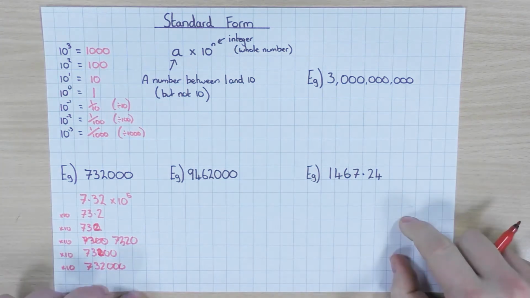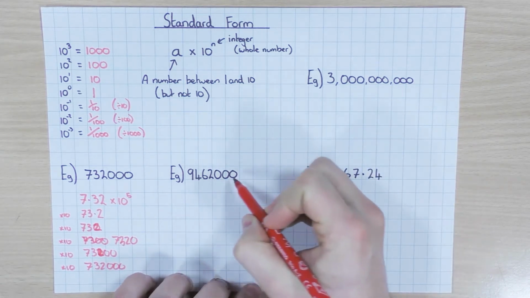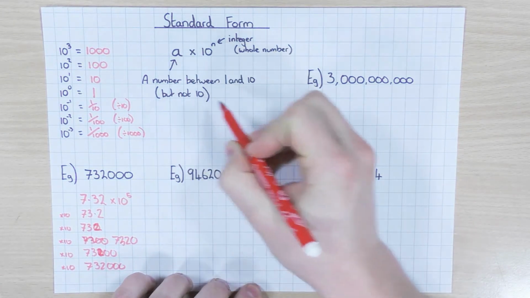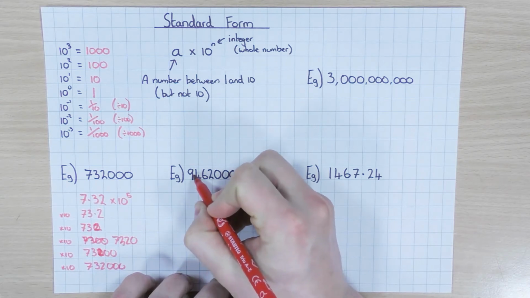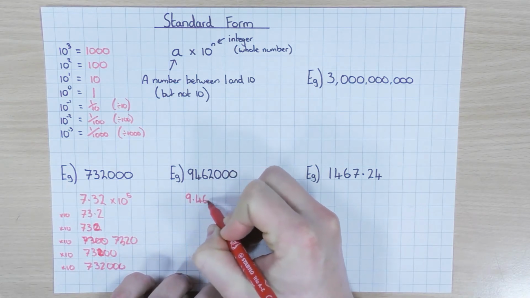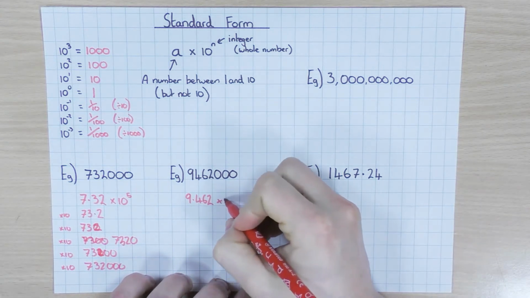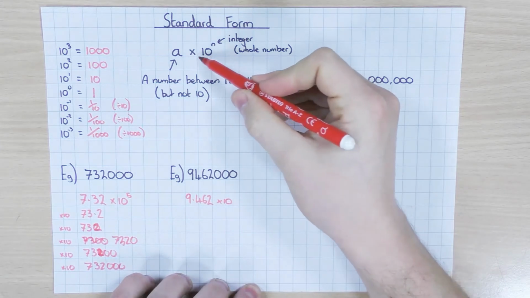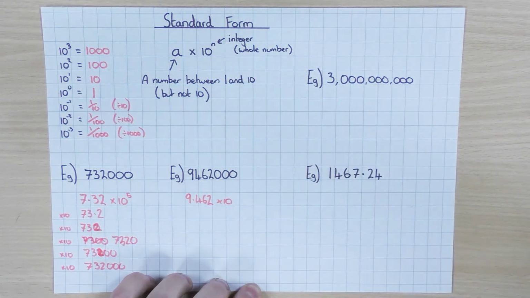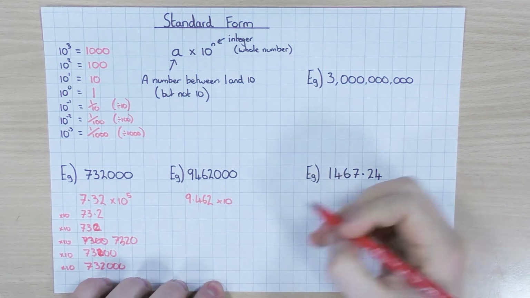Okay, let's have a look at this one. Again, where does the decimal point need to go to make this number here between 1 and 10? It's exactly the same thing. It's going to have to go there. So I'm going to have 9.462. Okay? And again, I'm going to times this by 10, because that's what it always is for standard form, but I don't know how many times. So to work that out, just keep timesing by 10 until you get back to the original.